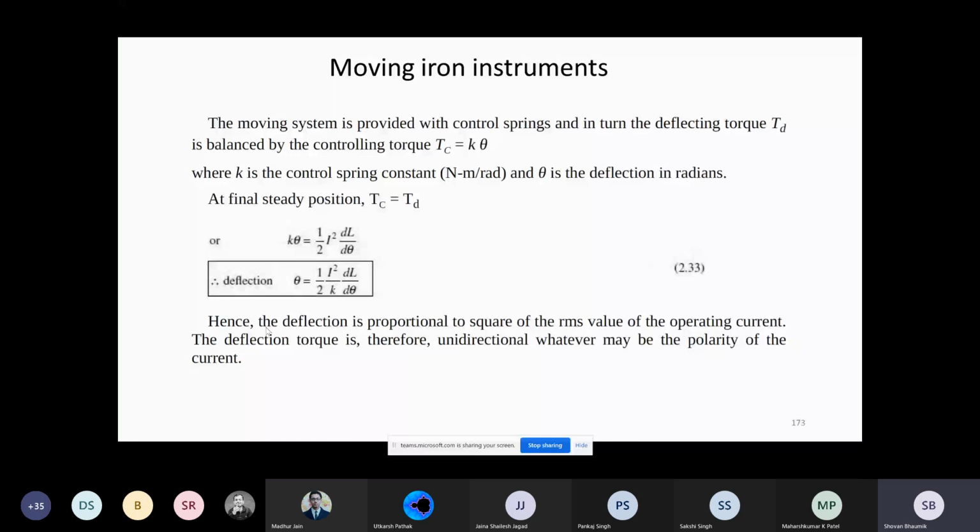So theta is proportional to i squared dL/d theta. If L is not a function of theta, but many times L is a function of theta, we cannot oversimplify it. But vaguely we can say that the deflection is proportional to i squared, which means it is proportional to the RMS value for the AC current.